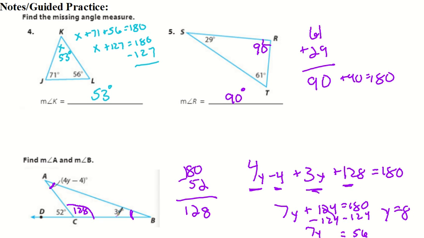So if I plug in y equals 8 here, 3 times 8 is 24. So this is a 24 degree angle. 4 times 8 is 32, minus 4 is 28. So this is a 28 degree angle. So 28, 24, and 128, if I were to add all three of those together, it would equal 180 degrees, assuming I did it correctly.